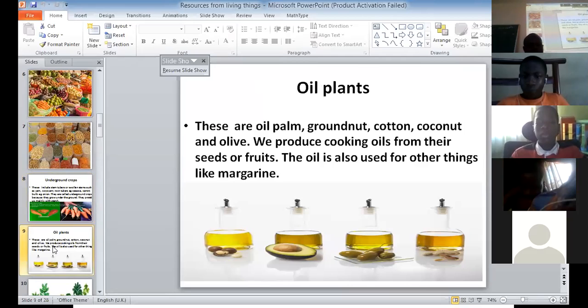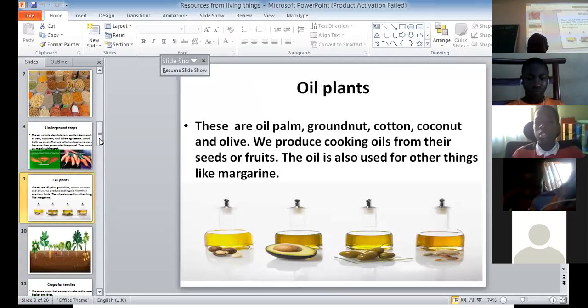Then next, we have oil plants. Oil plants. They include oil palm, groundnut, cotton, coconuts, and olive.